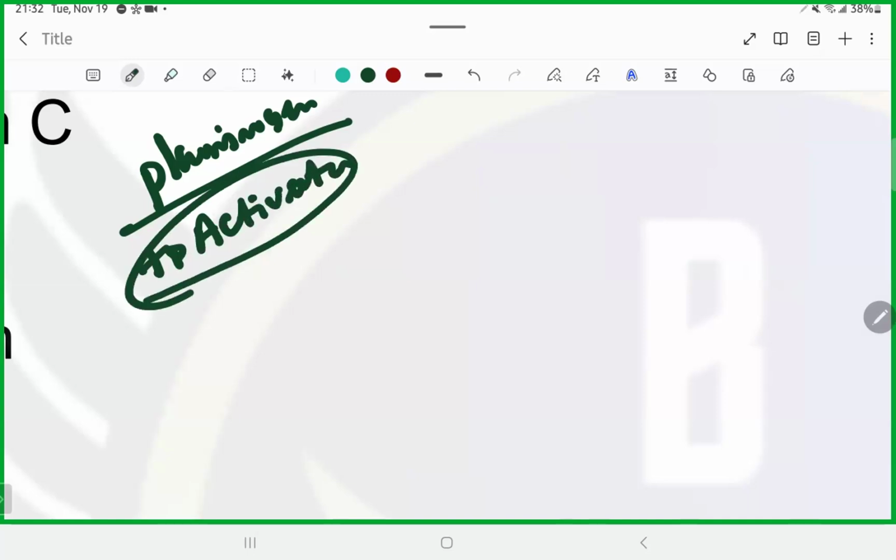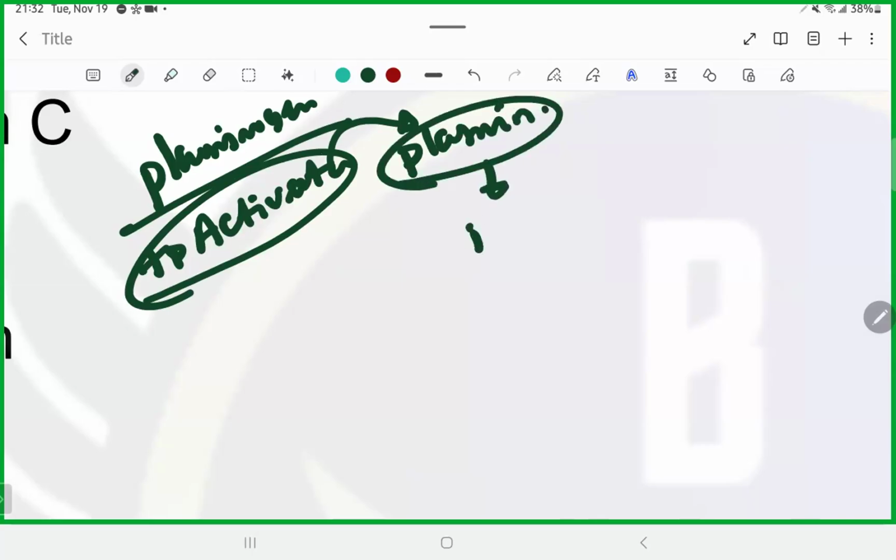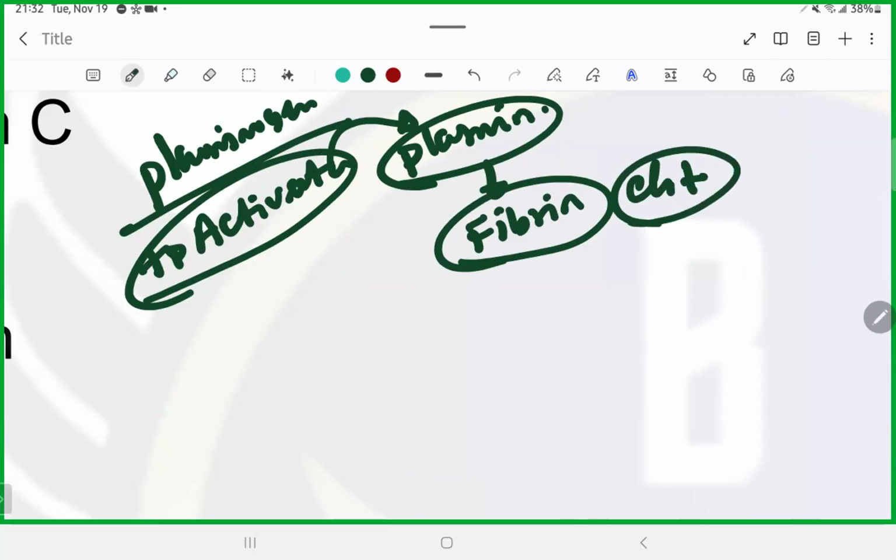We have tissue plasminogen activator in our blood. This tissue plasminogen activator will activate plasminogen and make it plasmin. Plasmin will break fibrin. Very simple. Fibrin is a clot, and plasmin cuts the clot.